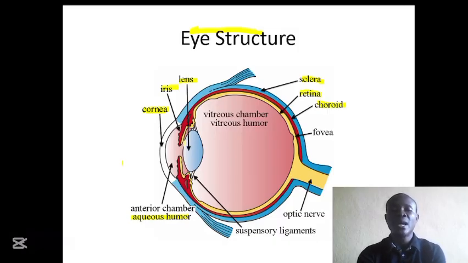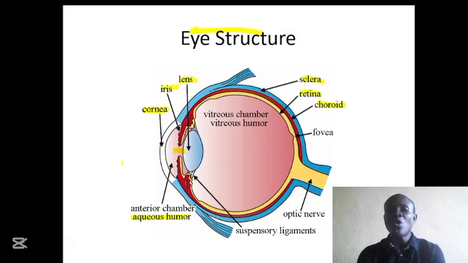The iris helps to regulate the amount of light that enters into our eye by controlling the pupil. The pupil is this tiny hole here in between the upper and the lower iris that we have. And just after the pupil, or behind the iris, what you have is the lens.